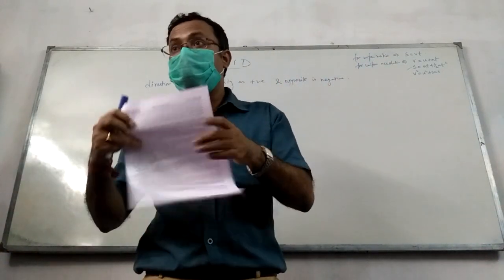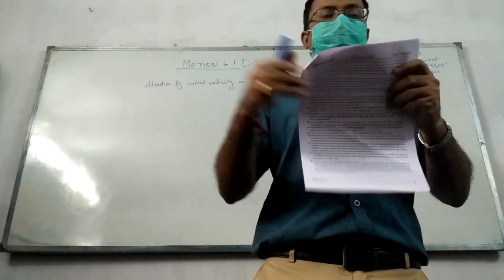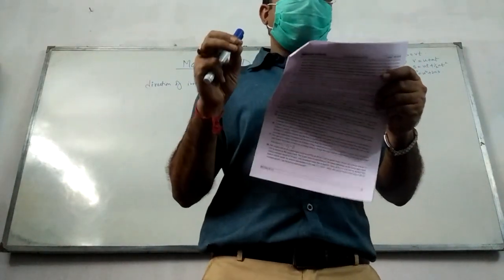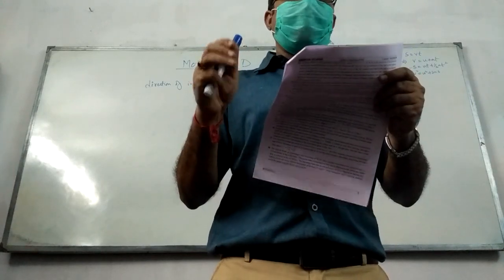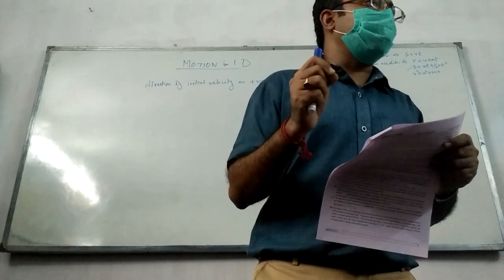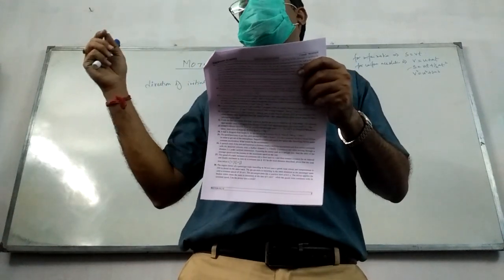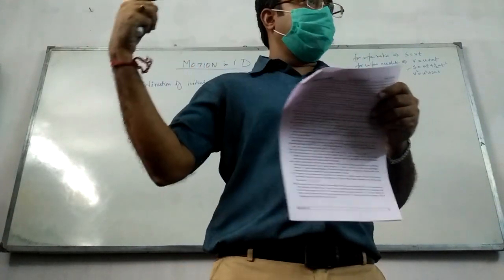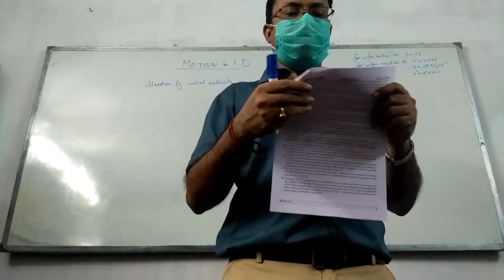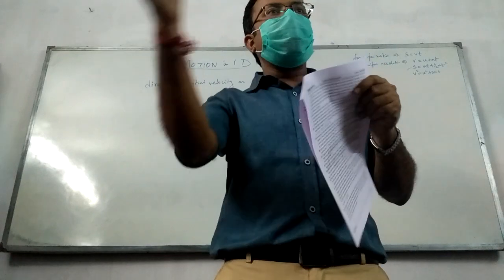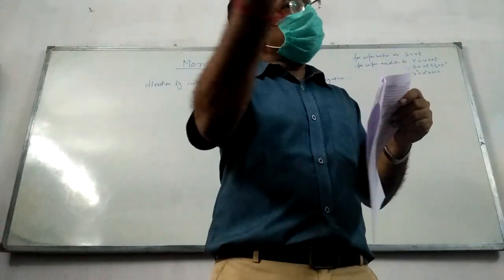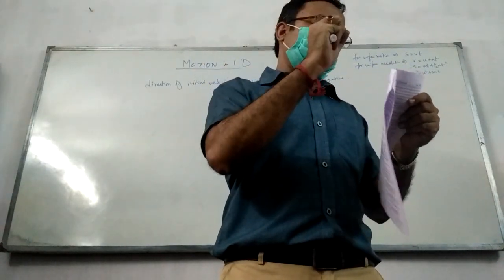For example, look at this first question. The first question says, in which of the following examples of motion can the body be considered approximately a point object? A railway carriage moving without jerks between two stations. Uniform motion, so we can consider it a point object. A monkey sitting on the top of a man cycling smoothly on a circular motion. That can also be taken as a point object.